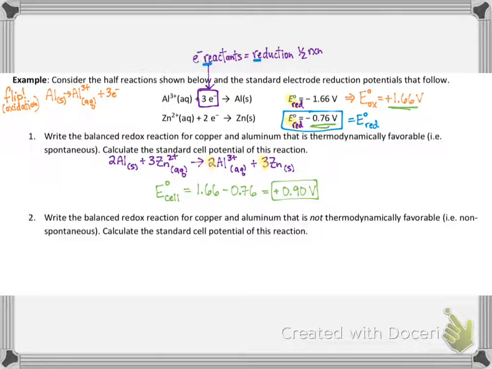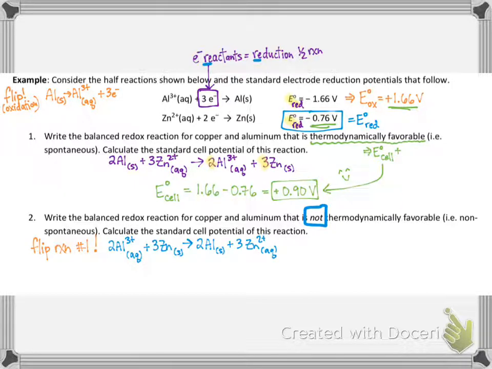Always a good sign. Now the second question is going to be a little bit easier because we already did the first question, because this one wants the balanced redox reaction for copper and aluminum again, but this time they want the one that is not thermodynamically favorable. Well, if we hadn't done part 1, we'd have to work backwards using the reduction cell potentials like we did at the beginning, but we already did question 1. Since we know what the thermodynamically favorable reaction looks like, the thermodynamically unfavorable reaction is just the reverse. So we just flip the reaction.